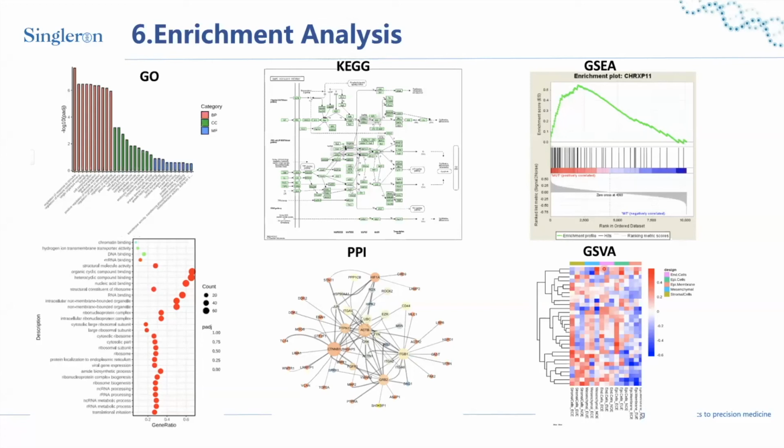For example, using the pathways from GO, KEGG, or Reactome, you can do these types of enrichment analysis. And also you can do PPI or GSEA, GSVA. It's very similar to bulk RNA-seq. I will not go through it in detail.